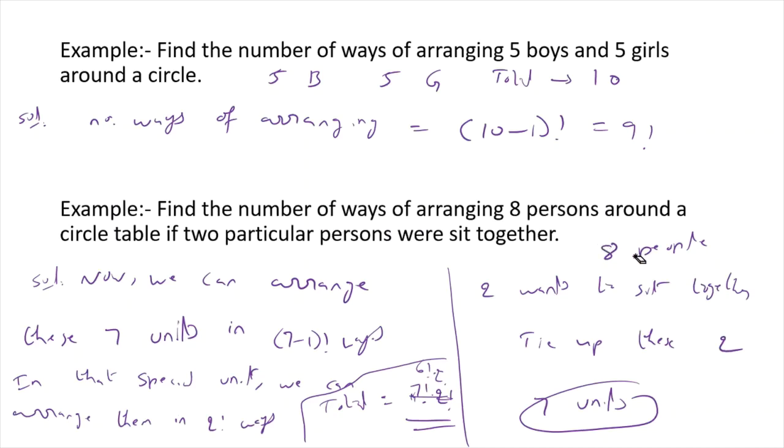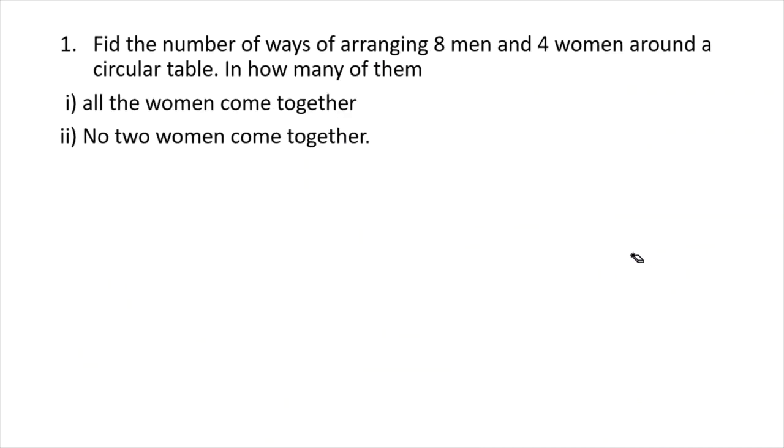Okay. Now let us move on to the next question. Find the number of ways of arranging 8 men and 4 women around a table. In how many of these arrangements do all women come together, and in how many do no 2 women come together? Let us write down the information we have. We have 8 men and 4 women.